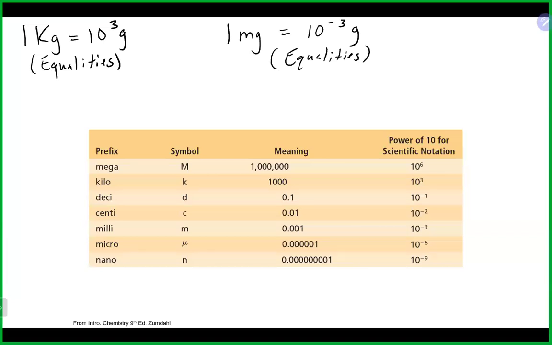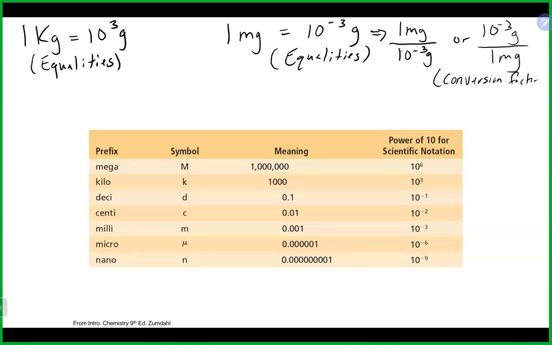A conversion factor that you could get from, say, this one is 1 milligram over 10 to the minus 3 grams. Or you could write another conversion factor where you just flip the fraction, and that's basically all conversion factors are, fractions. You could flip it around like this. And these are two conversion factors that you could get from that equality.